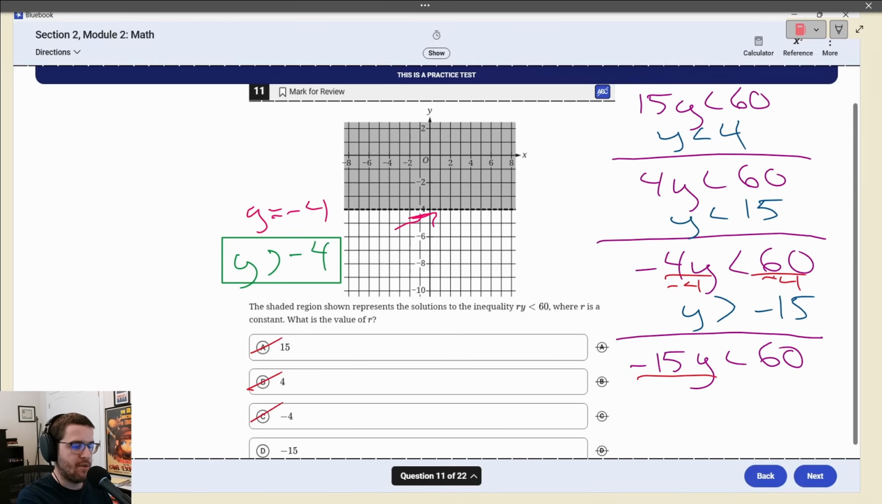Let's see. We're going to divide both sides by -15. And we do get -4. And because we're dividing both sides by a negative, we switch the sign again. So we get y is greater than -4, which looks good. So D is the answer. We can also do this guess and check process entirely on Desmos. So let's go do that.